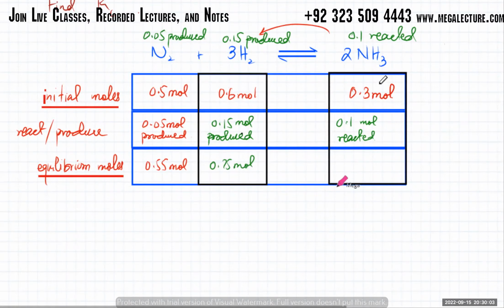Okay, how much of this did you add initially? You added 0.3, right? And out of that 0.3, 0.1 moles have reacted. So they're gone. So you're left with what? You're left with 0.2 moles, right? Is that clear?